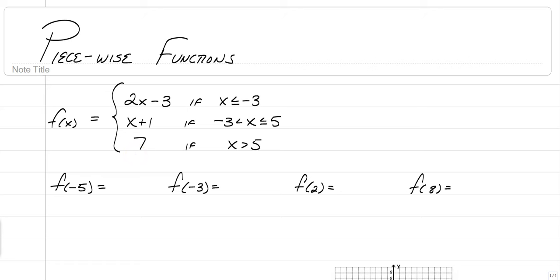Okay, so a piecewise function has different values. It uses different functions at different increments of x. Okay? So let's take a look.